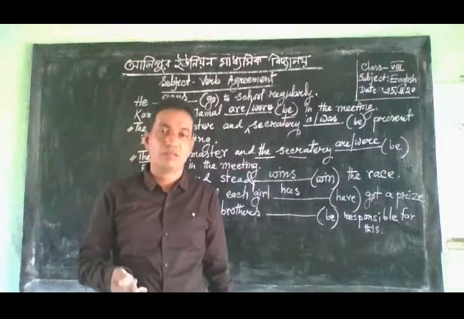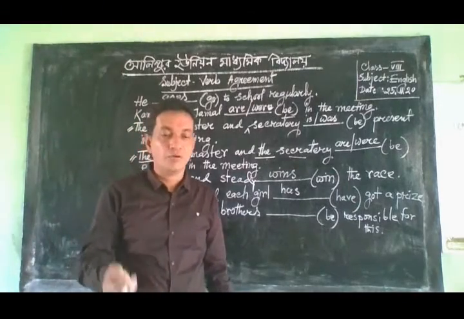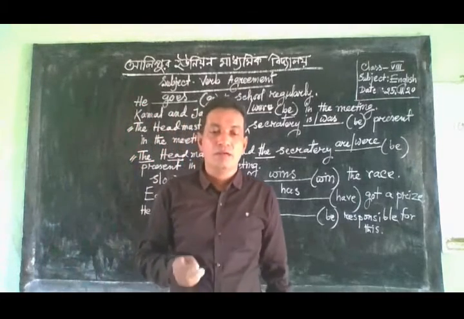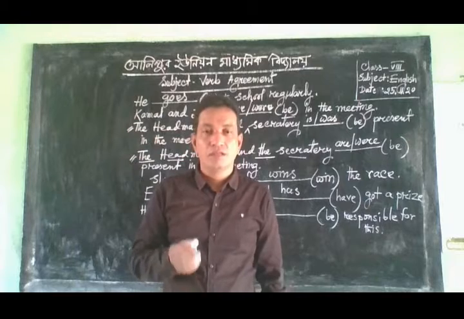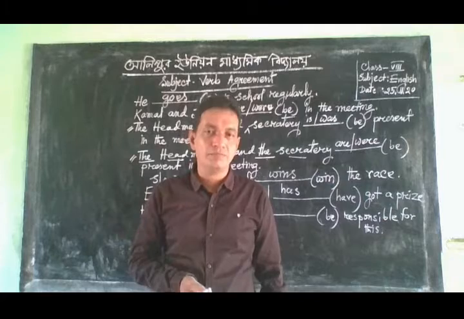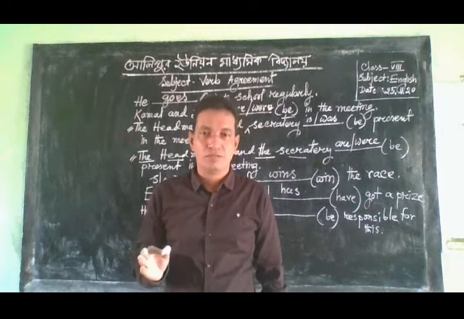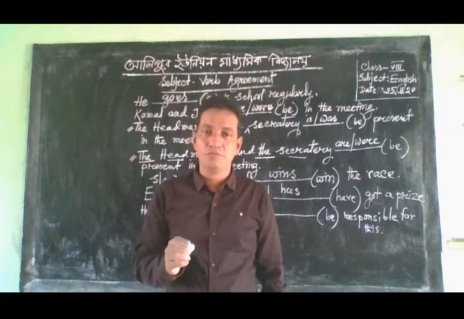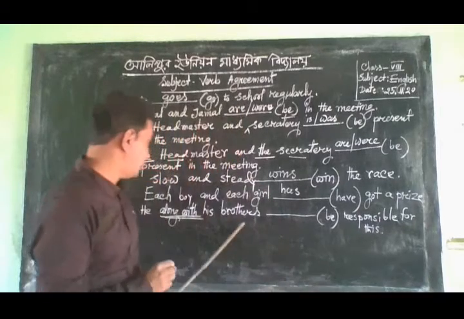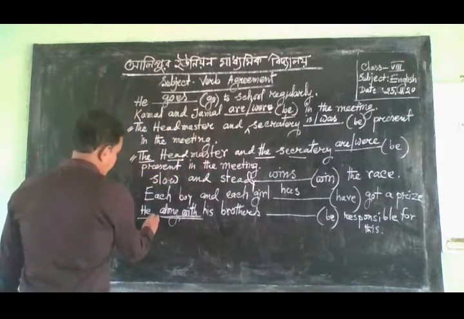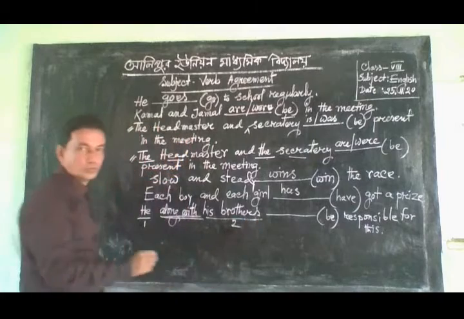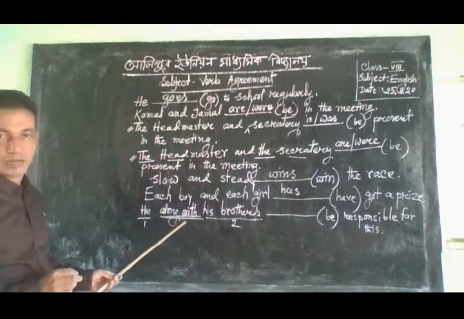There are some words like along with, together with, accompanied by, in addition to, and as well as. These are the conjunctive words, and if this word connects two words, then the verb should follow the first subject. Okay, dear students, there are two subjects here. One is he, and second is his brother. There are two subjects joined with along with.